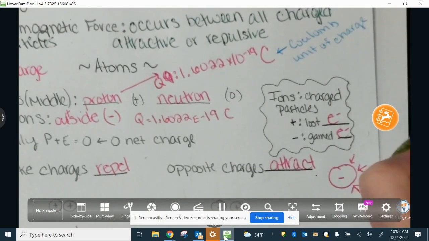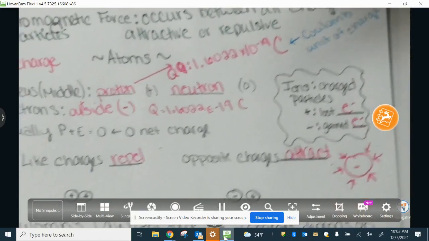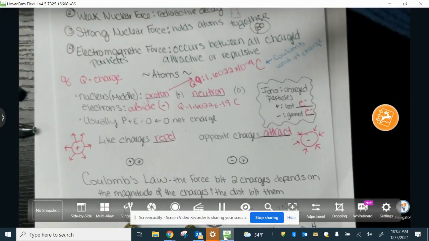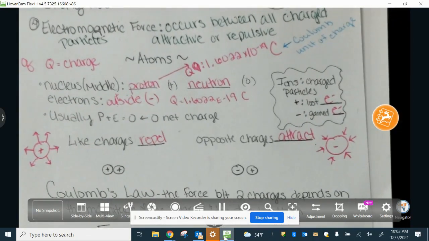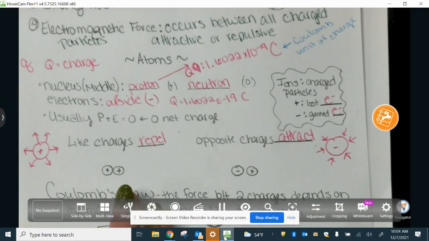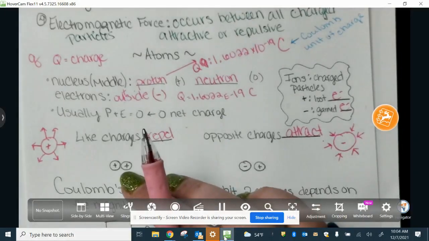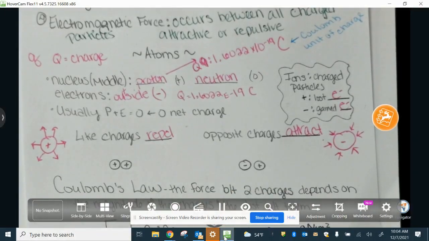Can you go back to the positive drawing? So when you get two of the same charge, they do not like that. And what happens is they're going to push each other's stuff kind of away from them.